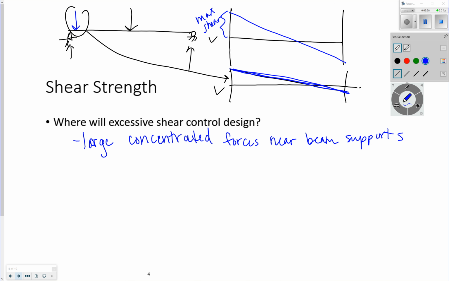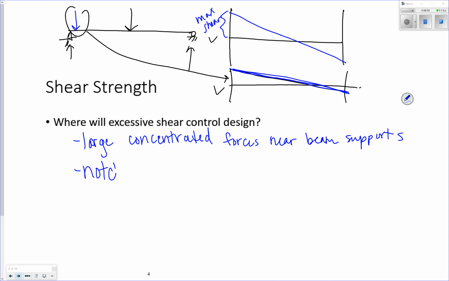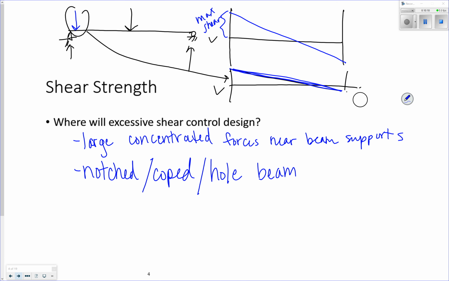So what will control my design if I have a large concentrated force near my beam support? If I have a notched coat or a hole in my beam, right? If you don't know what that looks like, I'm going to get rid of this lovely thing right here.